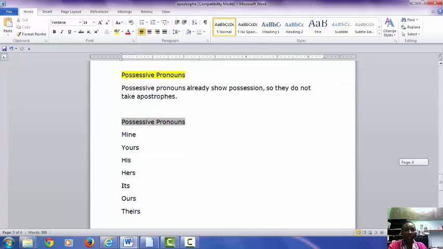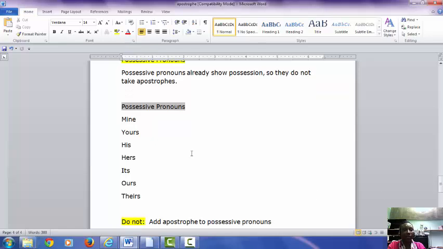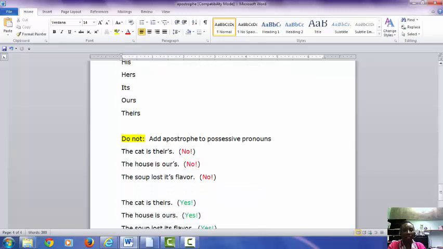Finally, let's look at possessive pronouns. Possessive pronouns are words or pronouns that are already possessive, so we do not need an apostrophe with them. Let's look at a few of them very quickly. Mine, yours, his, hers, its, ours, theirs. These are all possessive pronouns and they do not need an apostrophe s.